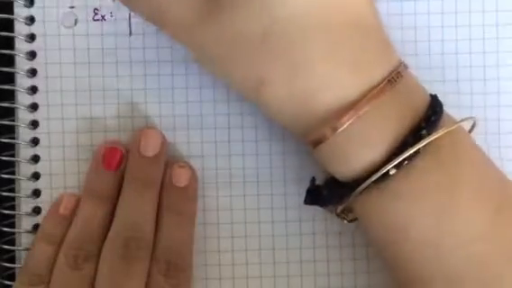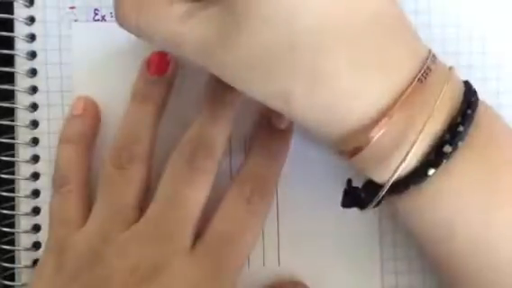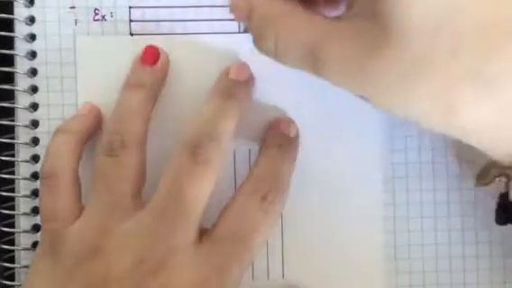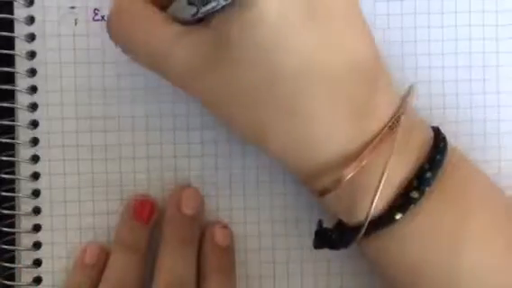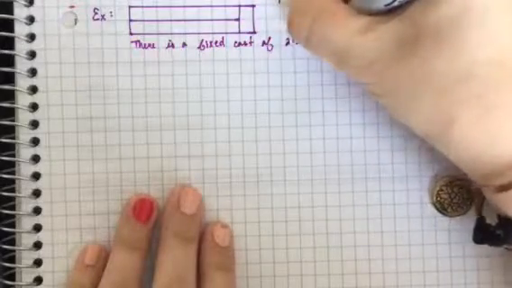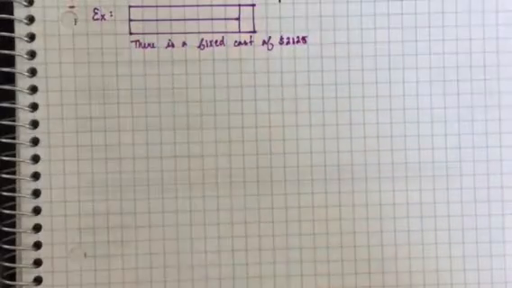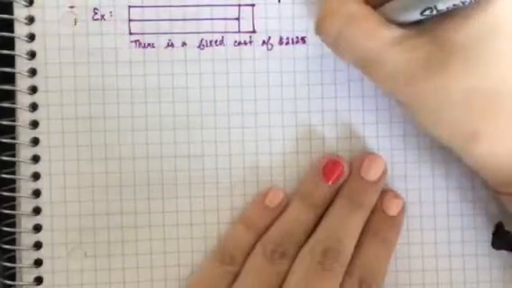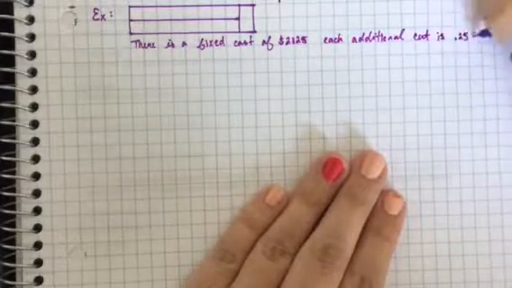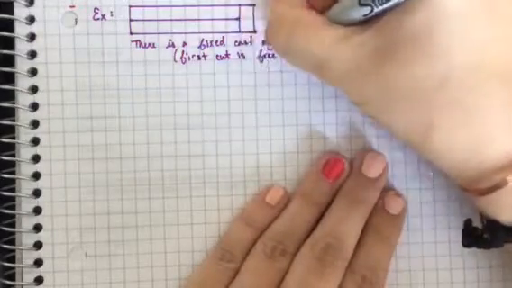The next example we're looking at is just a simple geometry application. If I had a piece of wood that I needed to get cut in two sections, there's a fixed cost of going to the contractor and having them slice into that material for me of $2.25. And then each additional cut is going to be 25 cents. Another thing we need to know is that the first cut is free.